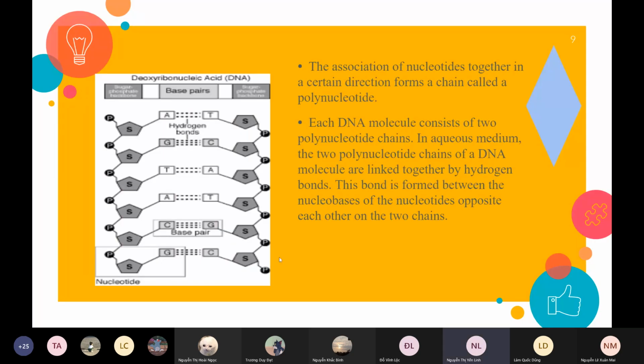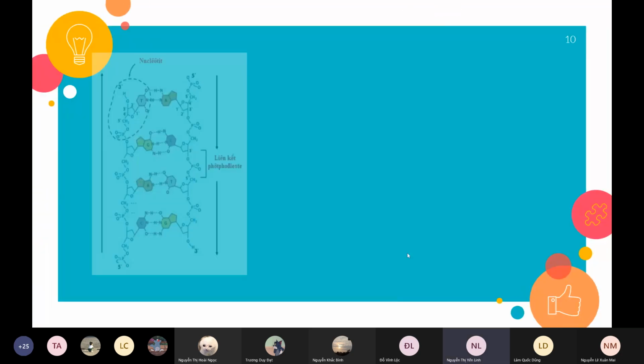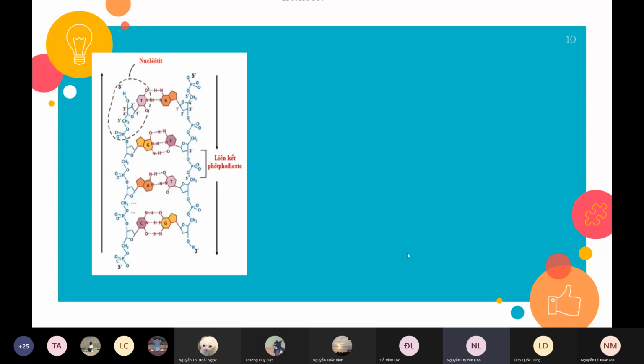The association of nucleotides together in a certain direction forms a chain called a polynucleotide. Each DNA molecule consists of 2 polynucleotide chains. In aqueous medium, the 2 polynucleotide chains of a DNA molecule are linked together by hydrogen bonds. This bond is formed between the nitrogenous bases of the nucleotides that overlap each other on the 2 chains. And for the next part of the structure of DNA, Kiên will continue. Let's listen to him.